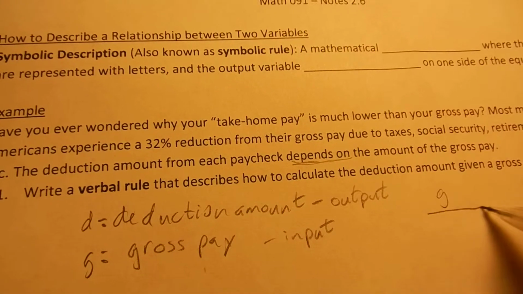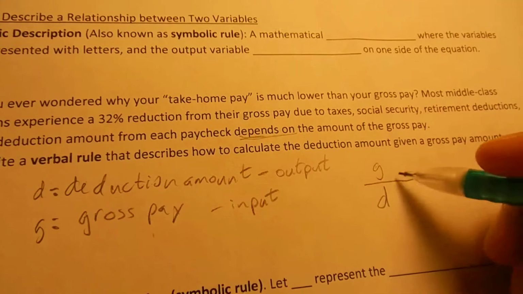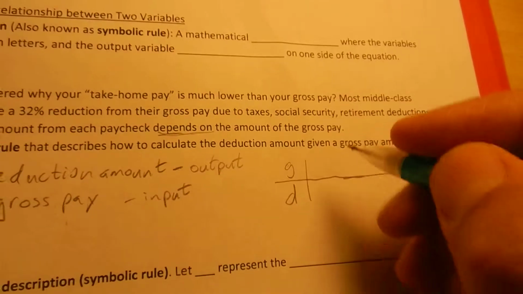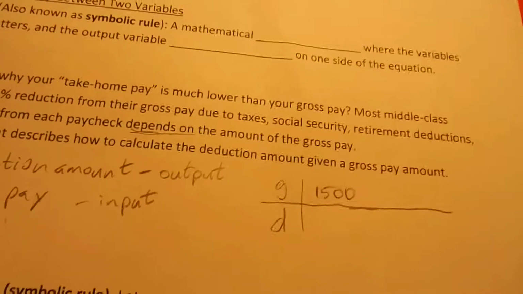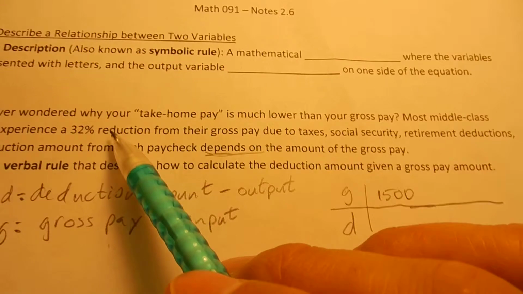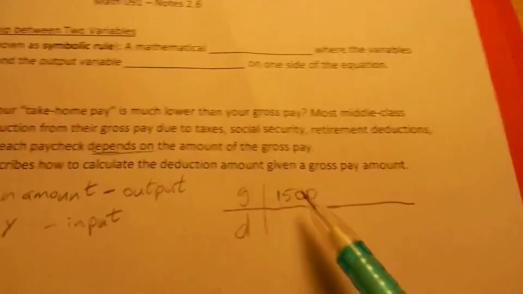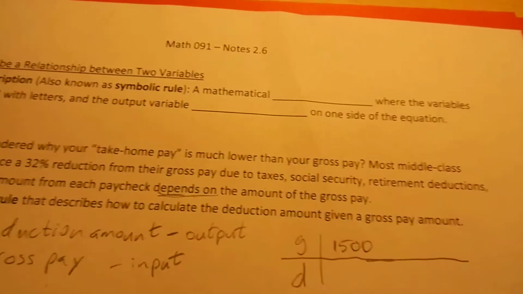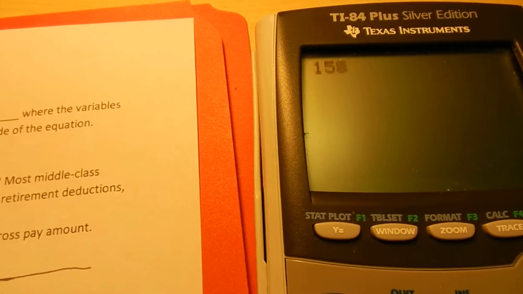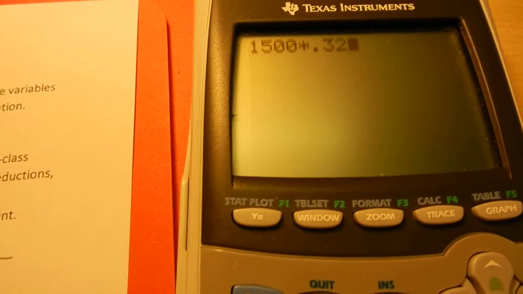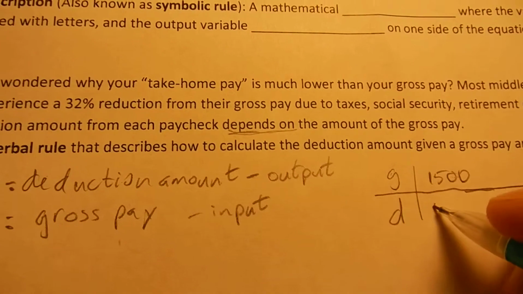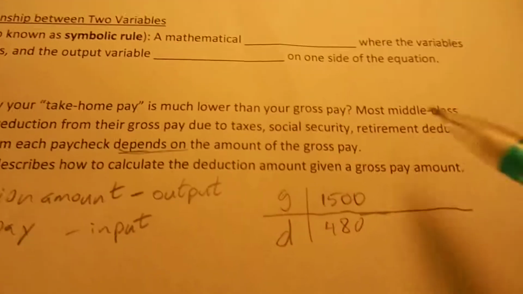In a table format, the input goes first, then the output. So gross pay amounts up here and deduction amounts here. So let's do 1,500. Let's say our gross pay is 1,500 before taxes and all this stuff. But when this is applied, you're going to get reduced by 32%. So what amount would be 32% of that? Hopefully you're thinking multiply. So let's take 1,500 and multiply it by 32%. The idea is that 480 will be taken out. 480, so that's the deduction amount.